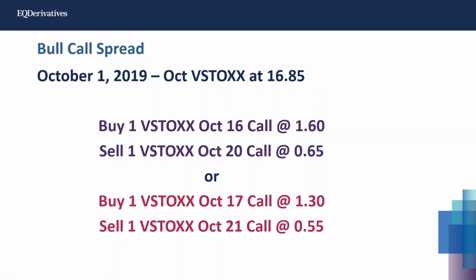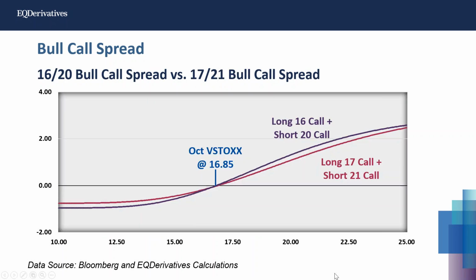And so going back to October 1st, once again, what I did, I just arbitrarily chose to sell the call options that were 4 points out of the money. Looked at selling the October 20 call versus the October 16 call, and looked at selling the 21 call versus the 17 call. So net result there is a cost of 95 cents for the 16-20 bull call spread, cost of 75 cents for the 16-21 call spread. And here's how the payout looks for the one-day hold for both of these trades.